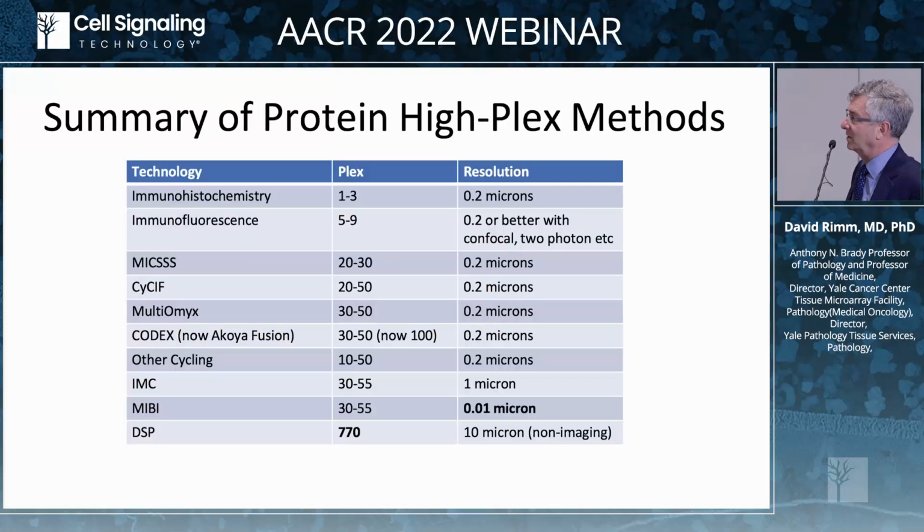So this is kind of a summary of the technologies, and I think it's really important to think about the resolution. Light microscopy or fluorescence microscopy can exceed 0.2 micron resolution, but in general, we're using 0.2 micron resolution. The exception to this is MIBI, which is down to 0.01 microns, and the exception in the opposite way is DSP, which doesn't have great resolution. The laser spot's about 10 microns, and so your regions of interest are never really resolution limited so much as it's not a segmentation event, it's a molecular compartmentalization event.